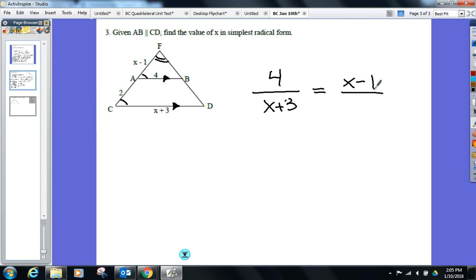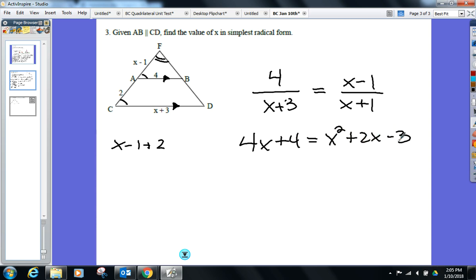And this is what I showed you guys yesterday. Be careful. What does FA correspond with in the large triangle? FC, right? And how do you find the length of FC? You take x minus 1 and 2 and do what with them? Add them up, simplify, and you end up with x plus 1. All right, again, I'm going to do this for you now because I want to save some time. 4x plus 4 equals x squared plus 2x minus 3 when you end up double distributing.